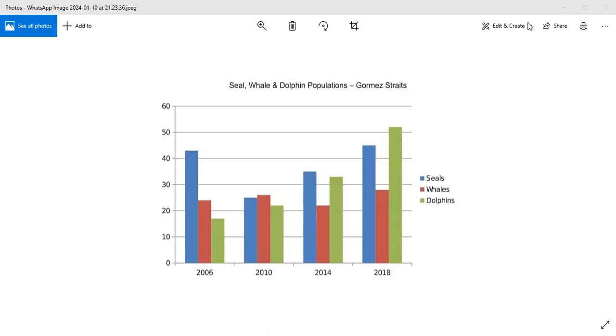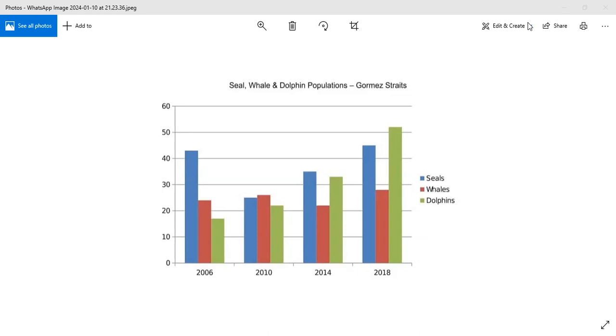So about around 42%. The whales are found about 24%. And the population of dolphins is around 15%. Within the next 4 years, in 2010, the population of seals massively decreased to just 25%. The percentage of whales increased a little, and dolphins up to 22%. Both of them are between 20 and 25%.